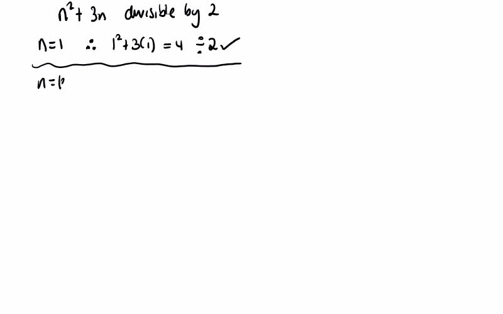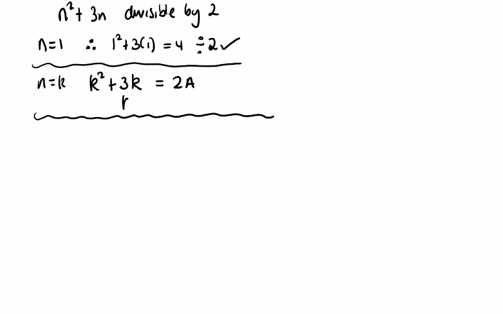When n is equal to k, we're going to have k squared plus 3k, and that's going to be equal to 2 times a number. So we leave the k squared on its own here to say k squared is equal to 2a minus 3k, which we're going to bring back in at some point to help us show that this is true.